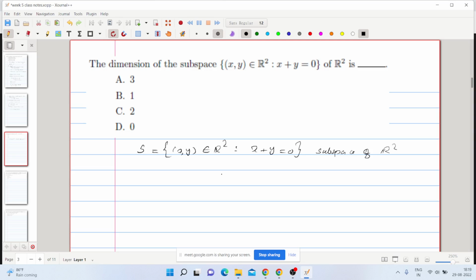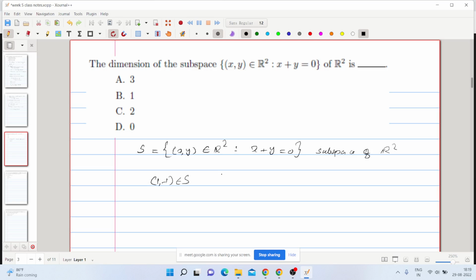First of all, let us just verify whether S is a subspace or not. Is S non-empty? Can anyone say any simple element in S? One, minus one. Yeah, (1, -1) belongs to S, because 1 plus minus 1 is 0, this condition is satisfied. So S is a non-empty set.